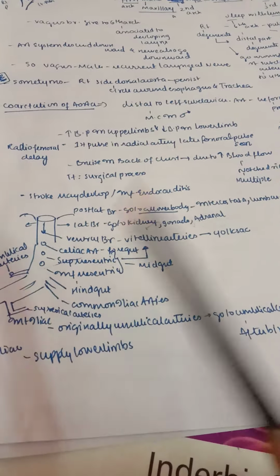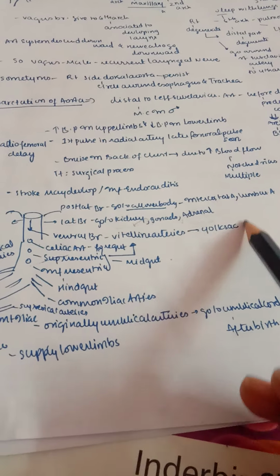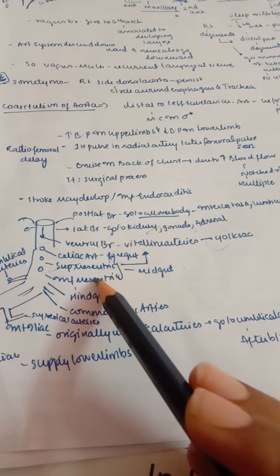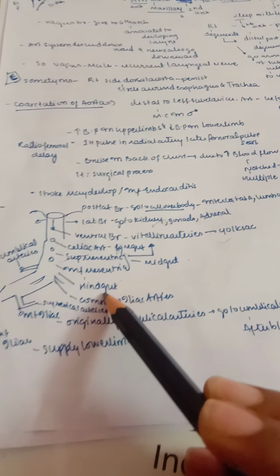And the ventral branches mainly give rise to vitelline arteries from the yolk sac, and the celiac artery supplies the foregut, superior mesenteric to the midgut, inferior mesenteric to the hindgut.